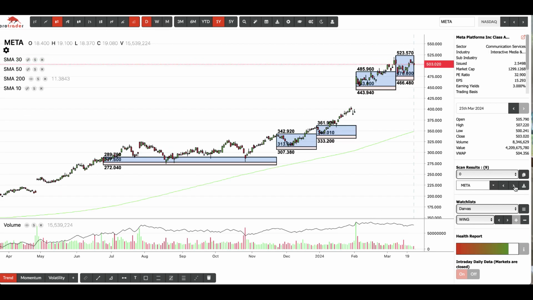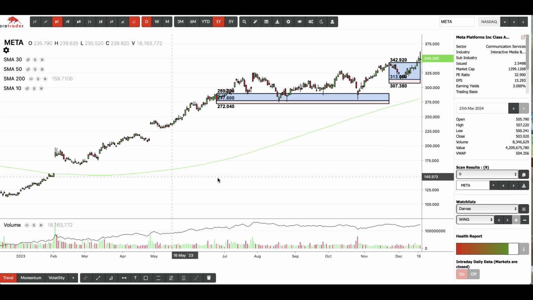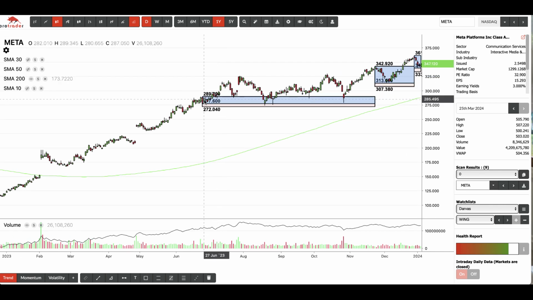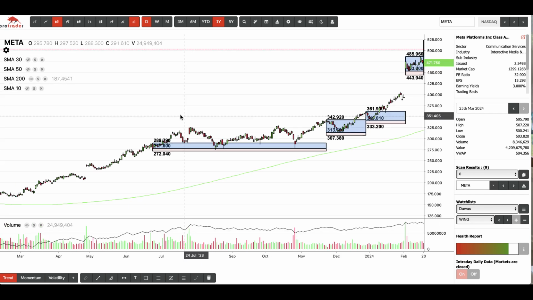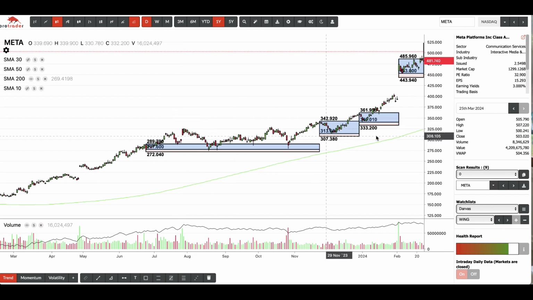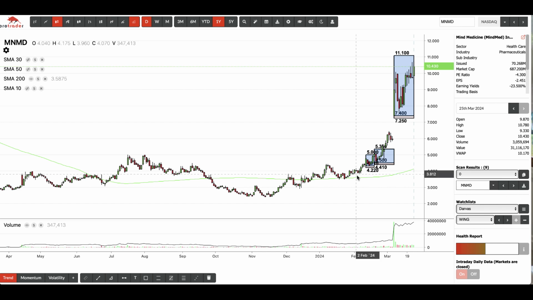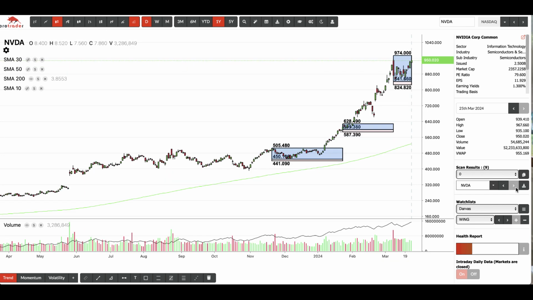I could just keep showing examples, but a good one is Meta because it's such a well-known company. It was in a big uptrend back here. Then the Darvas system picked it up as it had a bit of a break and went sideways. Then it continued to break out, came back, and then got on its merry way, and it's now in its 5th Darvas box. This is a more explosive stock on the NASDAQ, MNMD, that's more than doubled since leaving its first Darvas box. Here's Nvidia, obviously one of the best known companies in the world at the moment, sitting in its 3rd Darvas box.